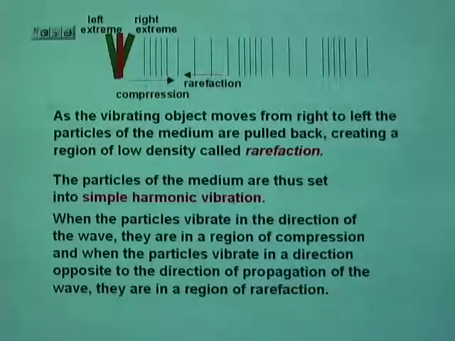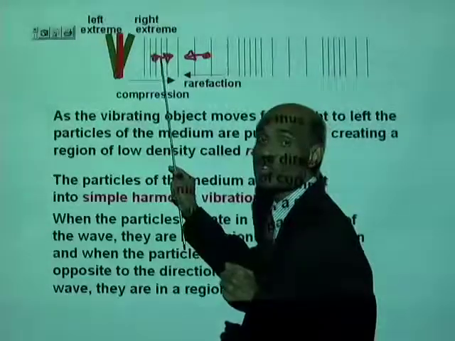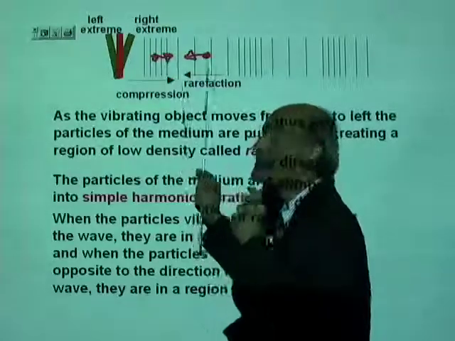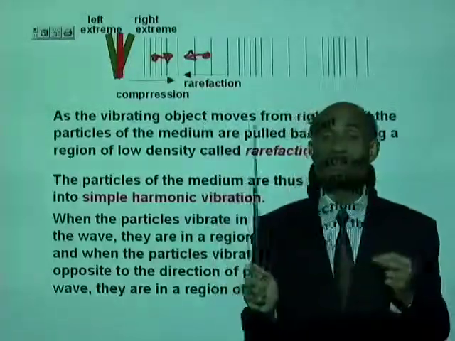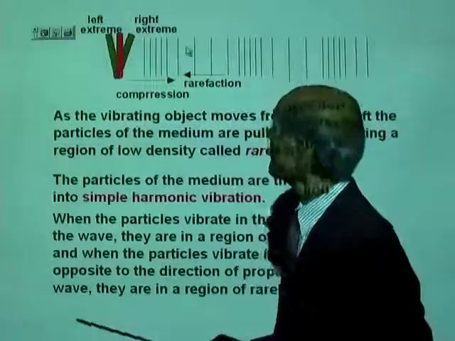So, if a particle is in a region of compression, look at that, the particle here will be vibrating to the right. And when it is in a region of rarefaction, it will be vibrating in the opposite direction. So, a particle in a region of compression is vibrating to the right. A particle in a region of rarefaction is vibrating to the left. Okay.